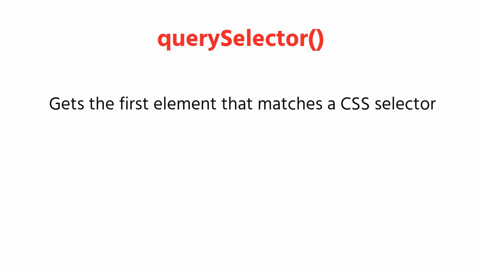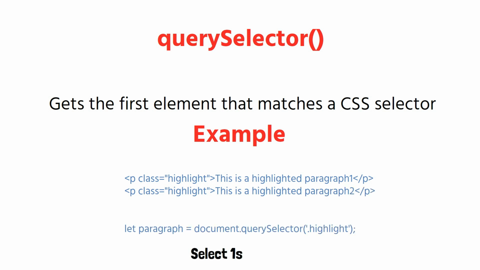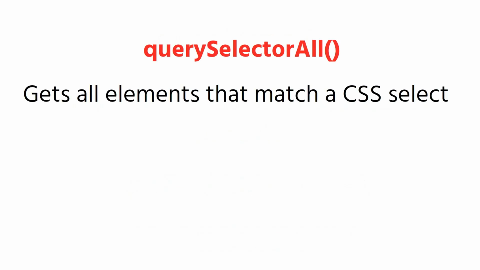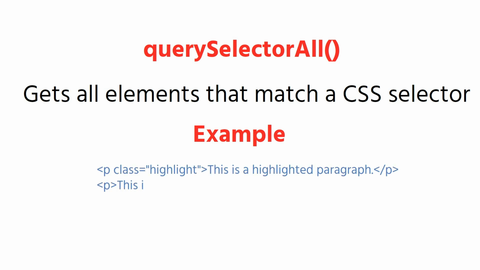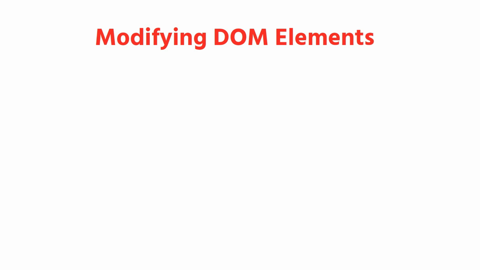querySelector gets the first element that matches a CSS selector. querySelectorAll gets all elements that match a CSS selector. Modifying DOM elements. After accessing DOM elements, you can modify their content, attributes, and styles.